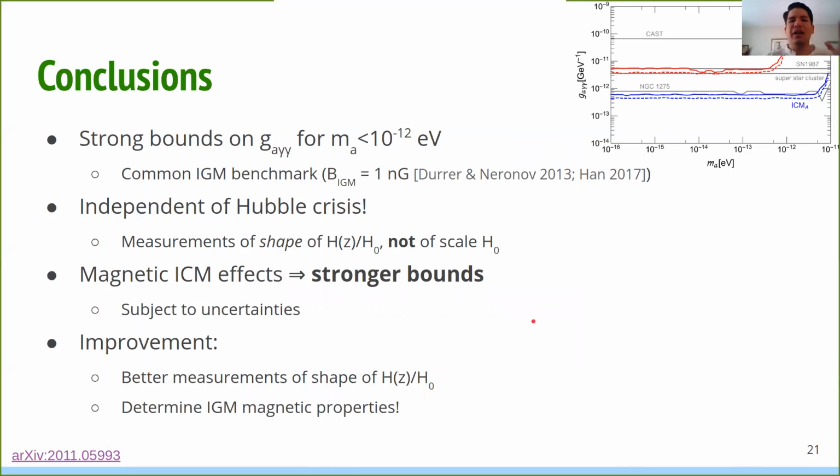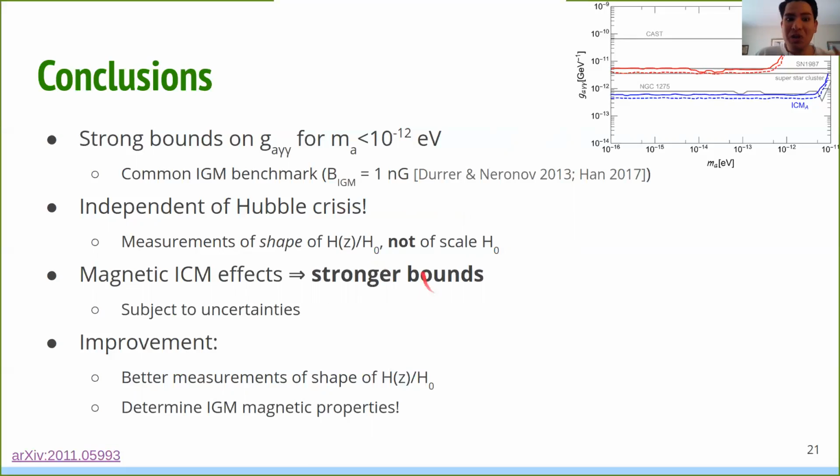So just to conclude, for masses of axions smaller than 10 to the minus 12 eV, as I showed you, you have very strong, very competitive bounds on the coupling of the axion to photons, for some common benchmarks of the intergalactic medium, the magnetic field there, 1 nanogauss. You can look at the references there. Our results are independent of the Hubble crisis. Doesn't matter what H0 is. Really, what matters is the shape of Hubble or distance as a function of redshift.